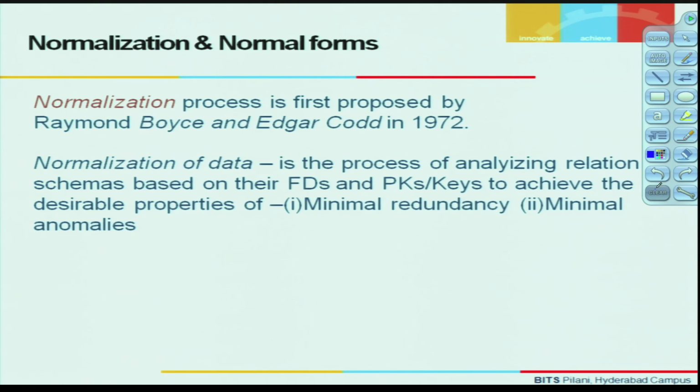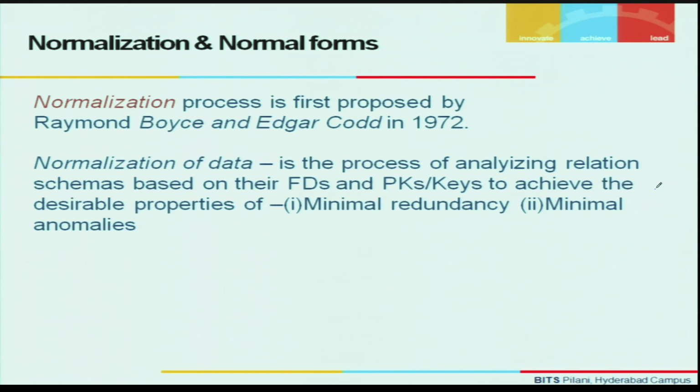Now let us have a look at the normalization process. Normalization was first proposed by Raymond Boyce and Edgar Codd in 1972. What is normalization of data? It is the process of analyzing the relation schemas, and this concept is very specific to the relational data model, based on their FDs and keys or primary keys. So these two concepts, the functional dependency concept and the keys concept, are very important in normalization.